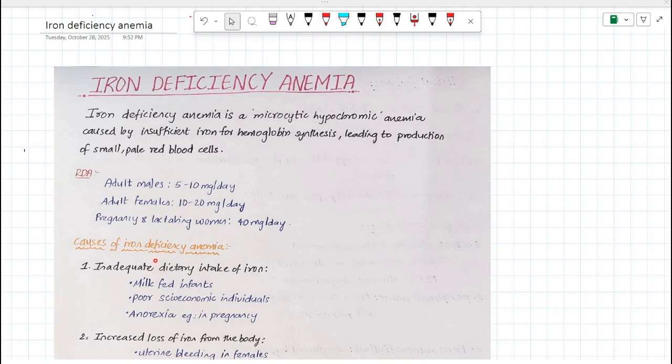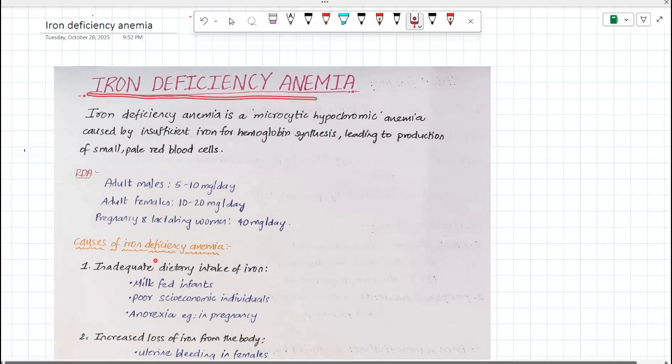Every drop of blood carries a story, and iron is its hero. When that hero goes missing, your body pays the price. Welcome to Mediverse Atlas. Today we are going to talk about iron deficiency anemia.